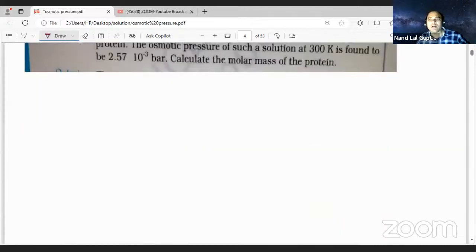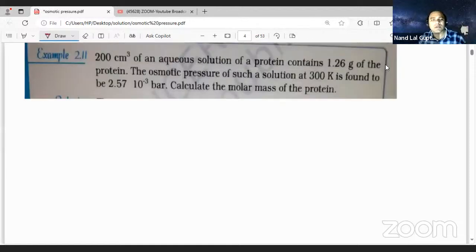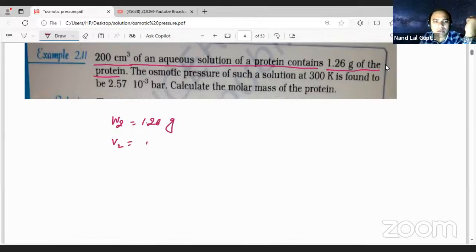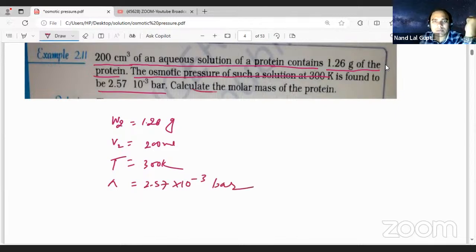So this is there. See the question, student. Here question is there. Two 100 centimeter cube of aqueous solution of protein contain 1.26 gram of protein. So W2 they have given 1.26 gram, and volume of solution V2 200 centimeter cube, that is ml. The osmotic pressure of such solution, temperature 300 Kelvin, is found to be Pi equal to 2.57 into 10 power minus 3 bar. Calculate the molar mass of protein.